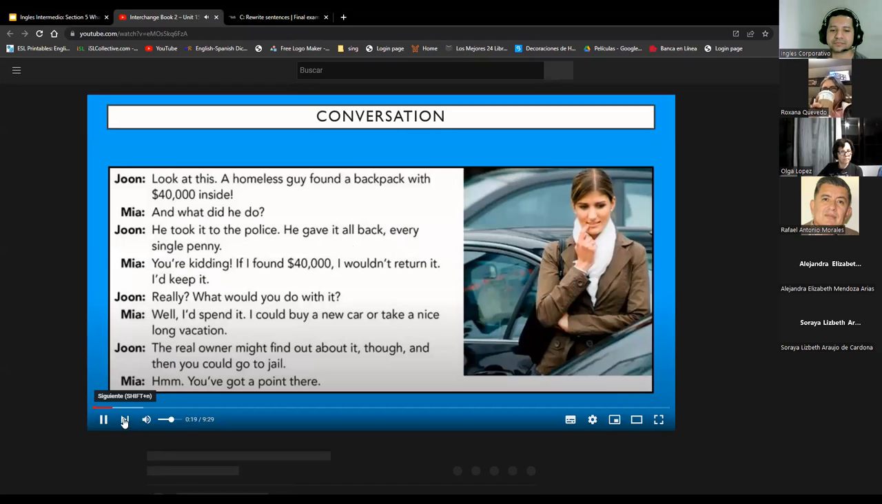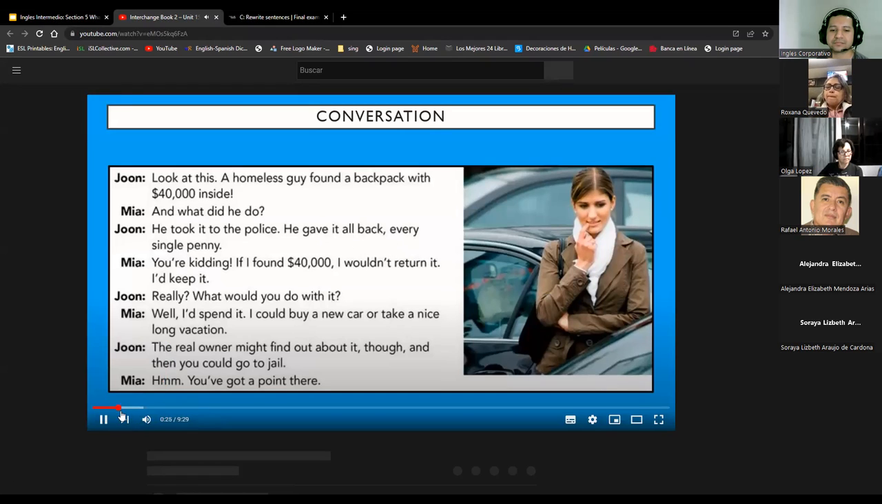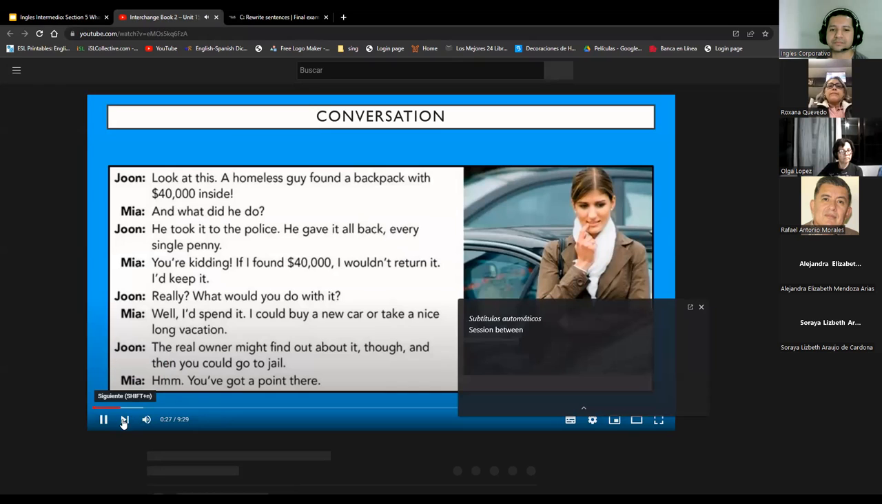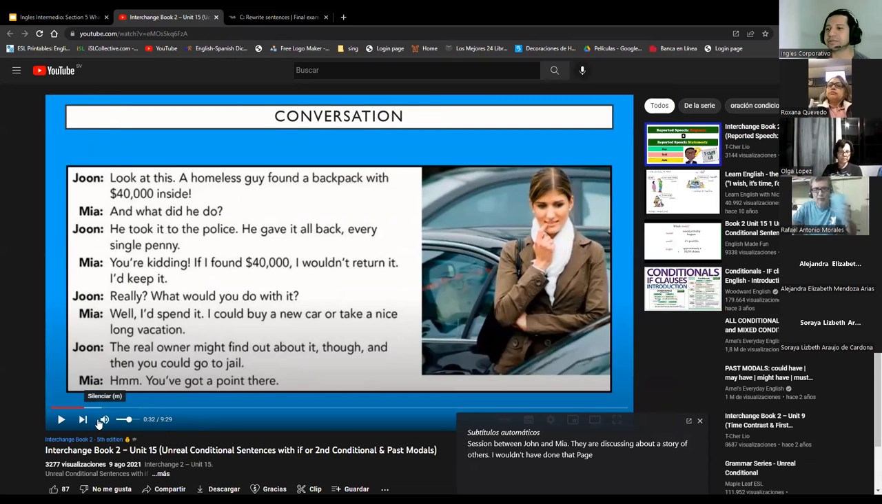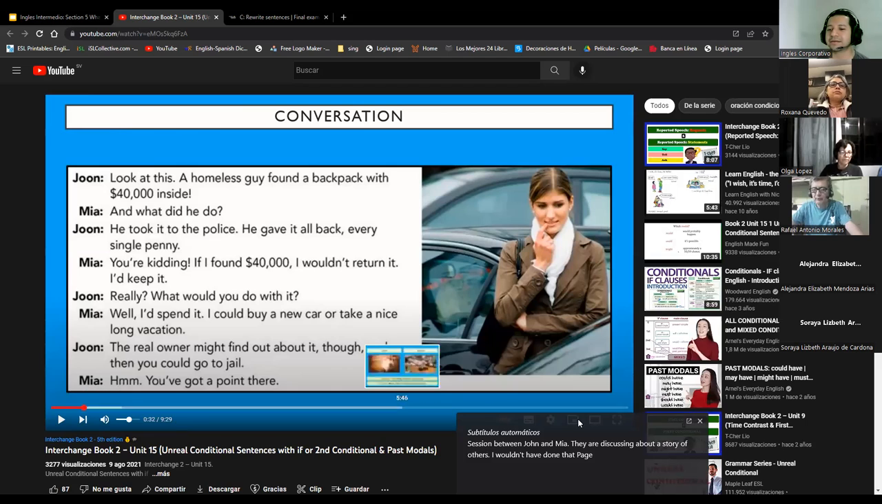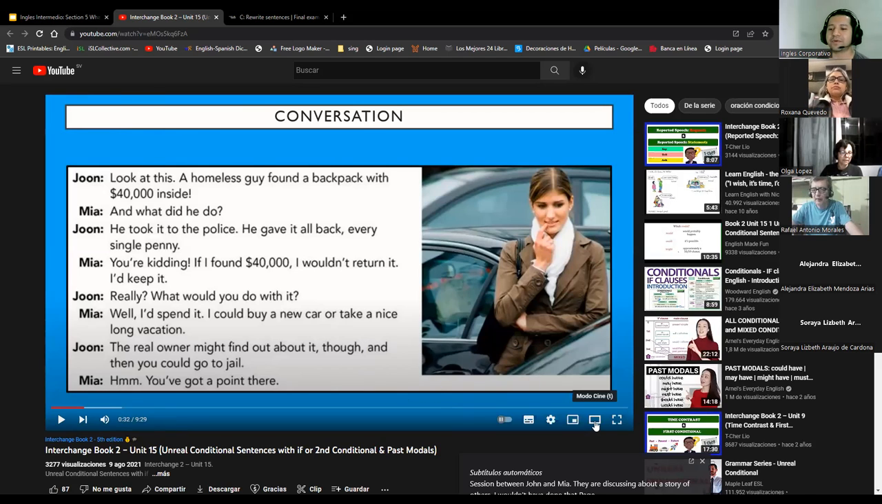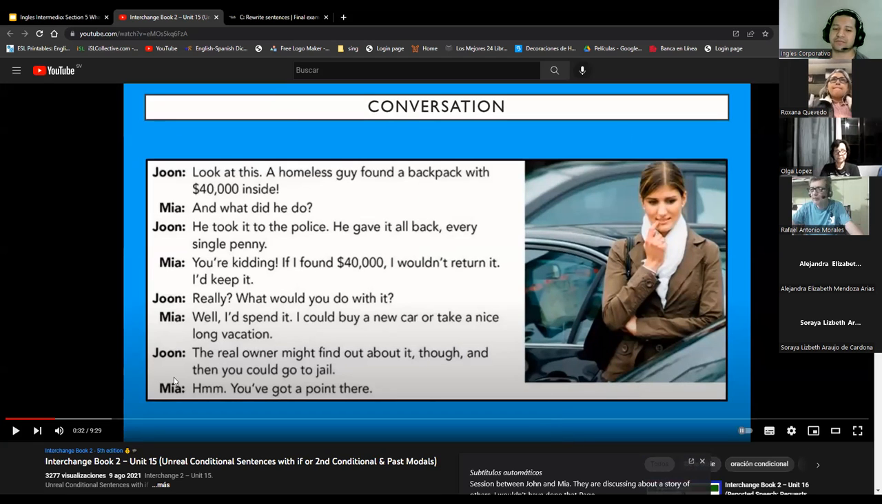They are discussing about a story of honor. Page 100. Exercise 2. Conversation. Are you able to listen to it? Yes. Okay, perfect. So we are going to listen to the conversation and then we are going to discuss it, okay? Perfect. What would you do? Part A. Listen and practice.